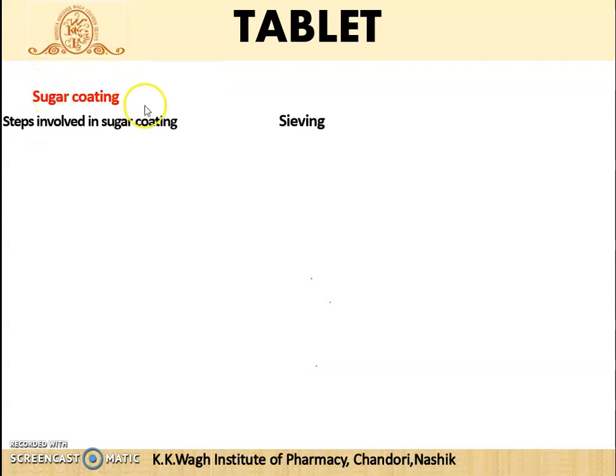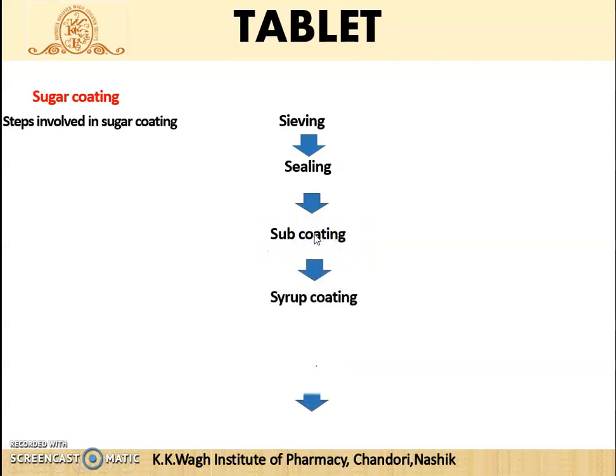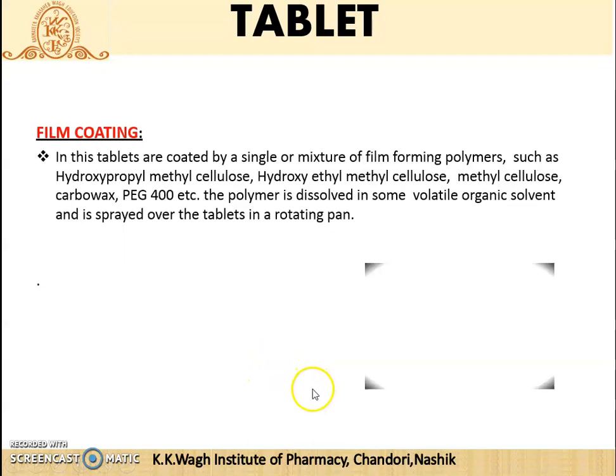First we see the sugar coating. Steps involved in the sugar coating. First one is sieving. In the sieving, the compressed tablets are sieved with the help of the sieve and fine particles are removed. Then sealing. In this sealing, a film coating is applied over the compressed tablet to avoid its water solubility. Then subcoating. In the subcoating, several sugar syrups are sprayed with the gelatin and tragacanth powder, and after that subcoating there is the next step, that is the syrup coating. In the syrup coating, coating of syrup is done. After that finishing is done with the polishing pan, and the last one is the polishing.